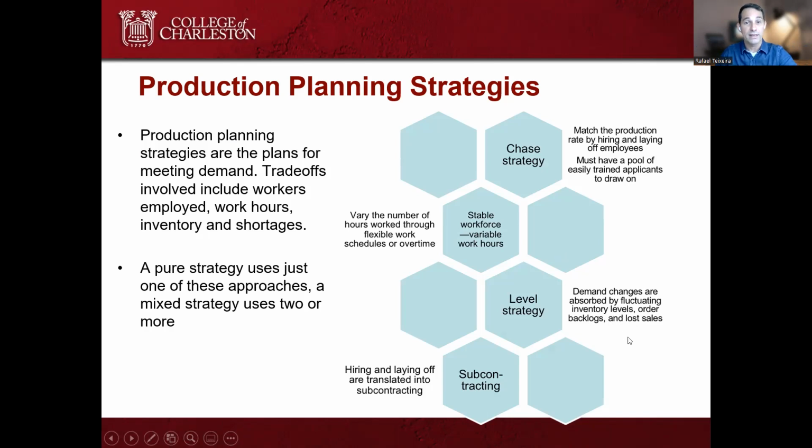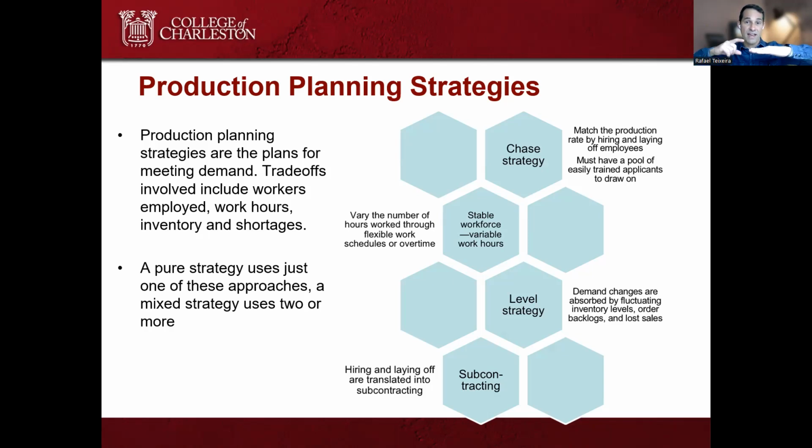Order backlogs. What are order backlogs? If I'm producing and I don't have inventory when I have a peak in demand, I'm going to sell and tell my customer, I don't have it right now, but I have you in a backlog. You are, say, customer number 100 on my list. When I get to that point, I'm going to deliver it to you. That's the order backlog. Some customers accept, that's good. Some customers don't accept, then it turns into lost sales. That's what level strategy is.